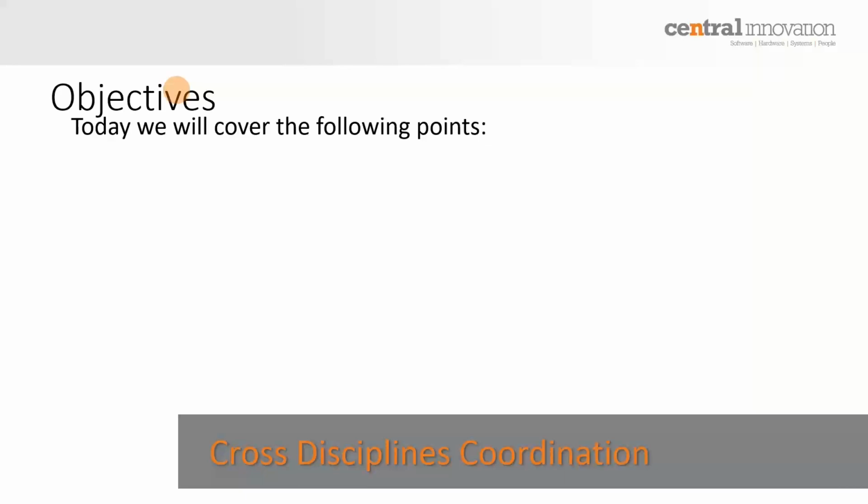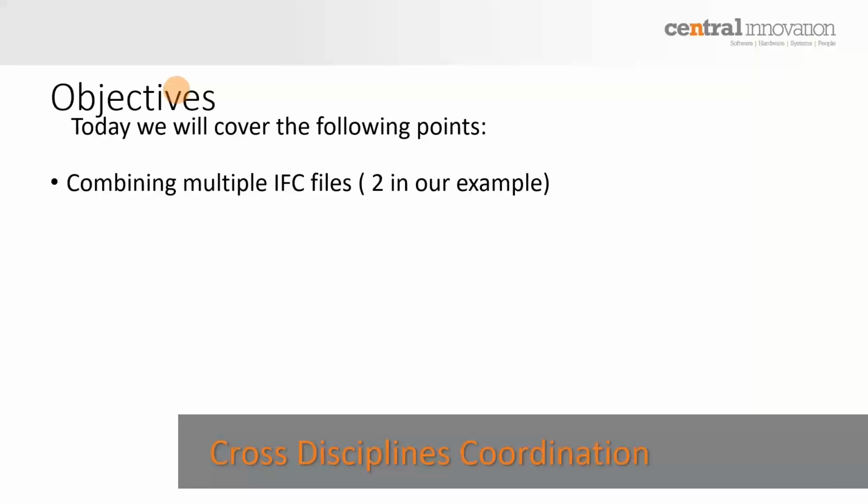So in order to do that, your first step will be to put together a file where you can combine all of those models and then find the issues and communicate them. So for today, we're going to run a little exercise where we're going to be combining those multiple files, in our example, since we don't have yet an MEP or a services file, with our own architectural file.